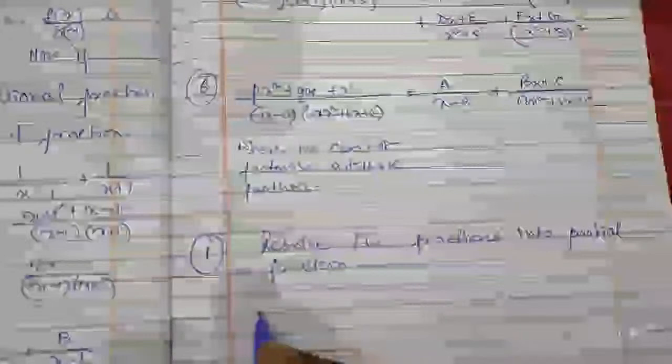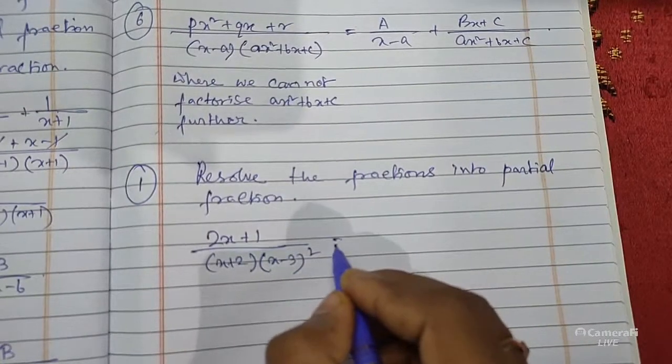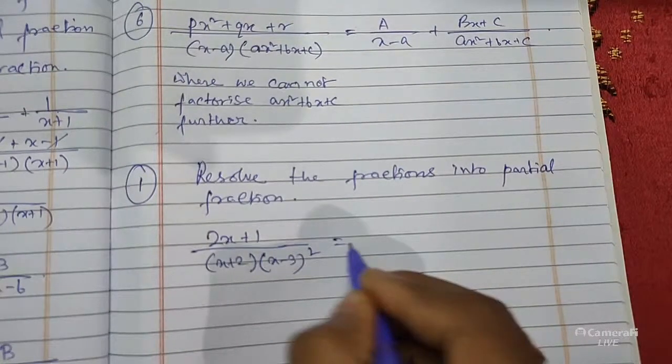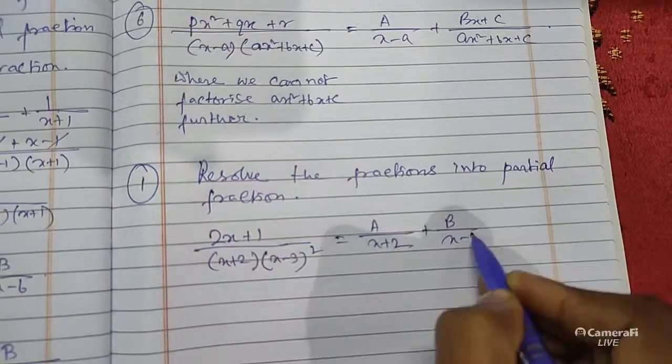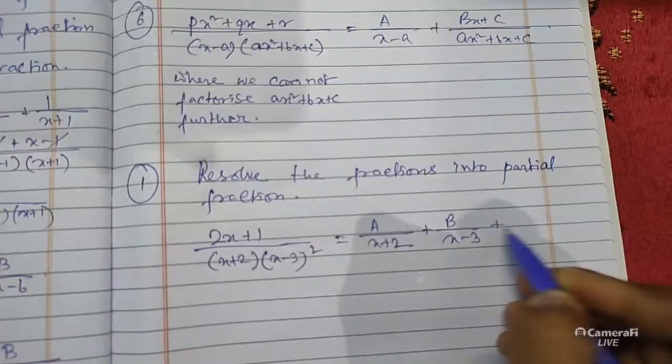Two x plus 1 by x plus 2 into x minus 3 whole square. So first check this form is matching with this form. Clearly this is this form, but see the denominator is only matching, the numerator is not the same. Here the new x plus 2, x minus 3.